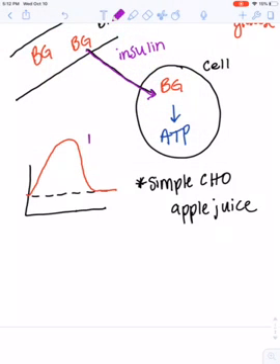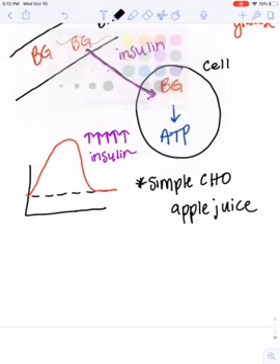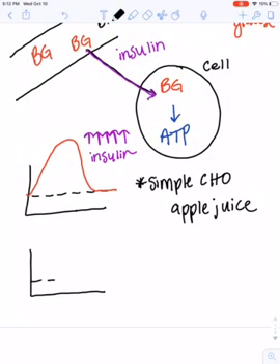Now this requires a lot of insulin. So this insulin helps to normalize the blood sugars back to baseline. That's not necessarily the most healthy way for us to eat. So let's look at another example.